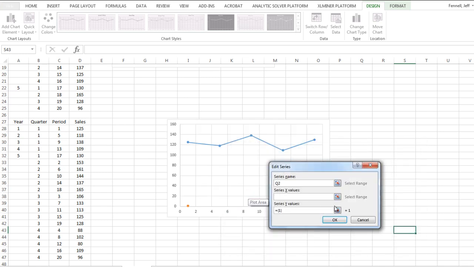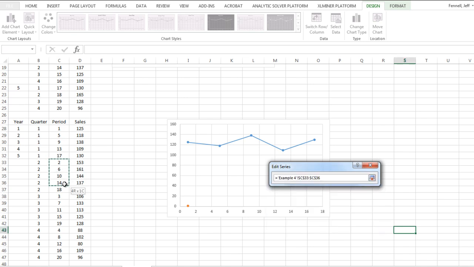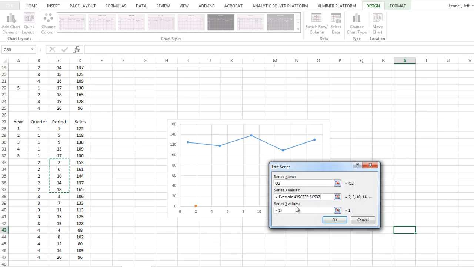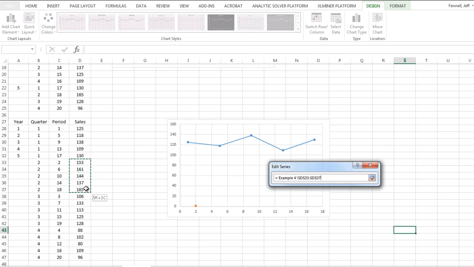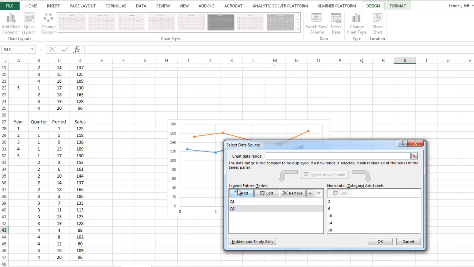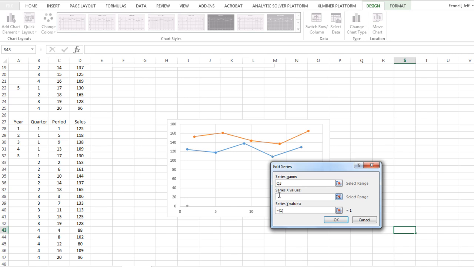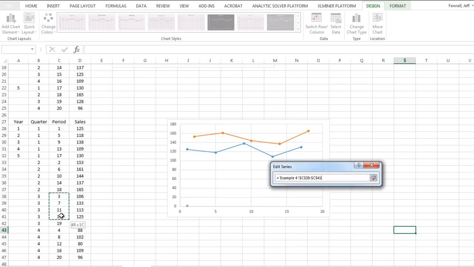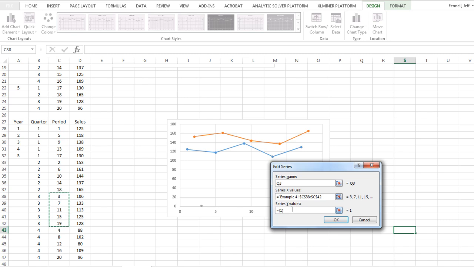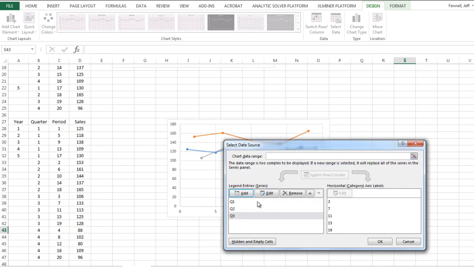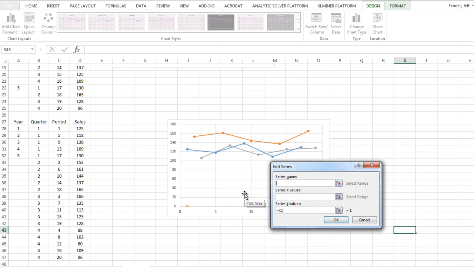So Q2. Adding only the periods for quarter 2, so periods 2, 6, 10, 14, and 18. Adding all the sales associated with those periods. Similarly, we would do that for quarters 3 and 4. So adding Q3, its independent variable of time, the dependent variable of sales, and finally, our fourth quarter, Q4.